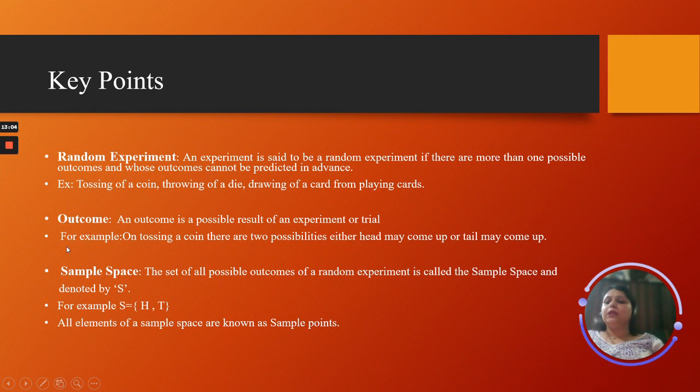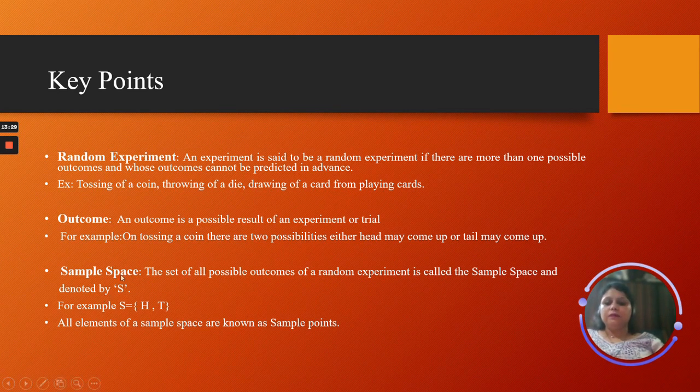Then we have an outcome. In simple words, outcome is just the possible result of an experiment. So when you perform some experiment, you are going to get the result, and in probability that is termed as an outcome. Again, we can take the same example of coin, head or tail. These are the outcomes of the experiment called tossing a coin.